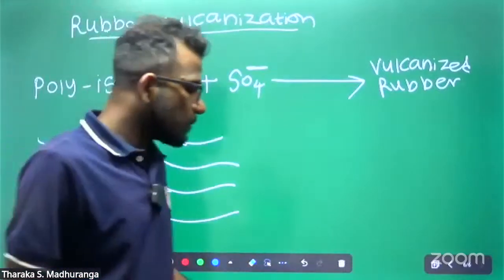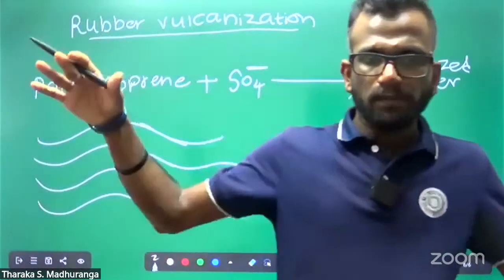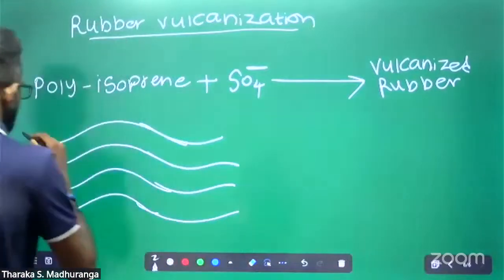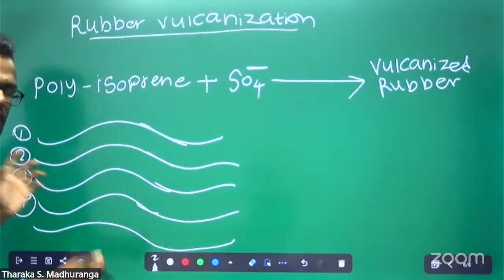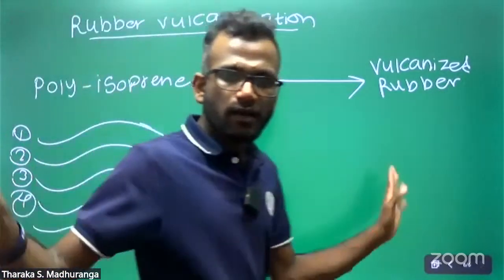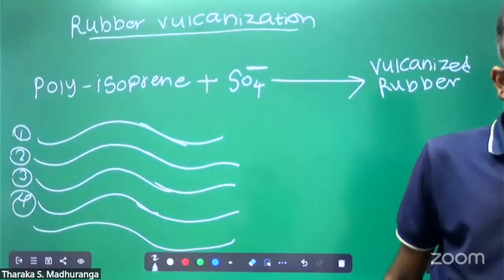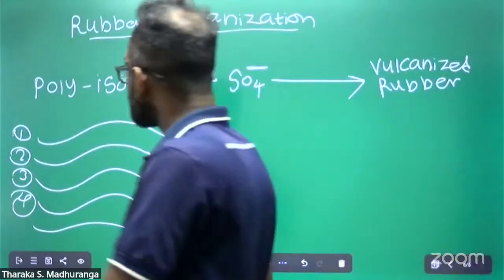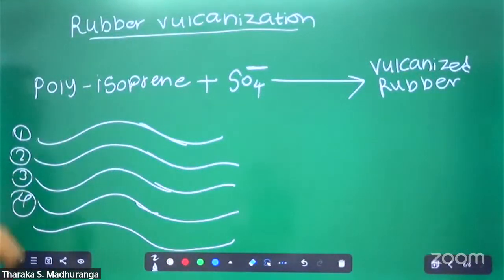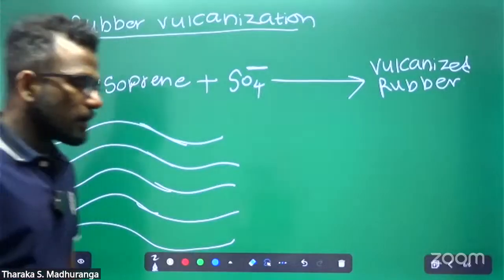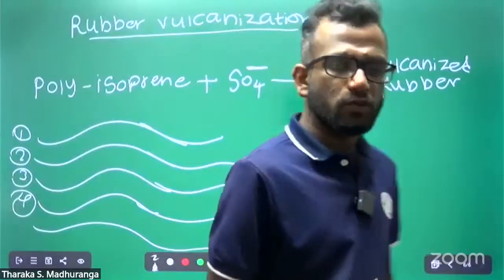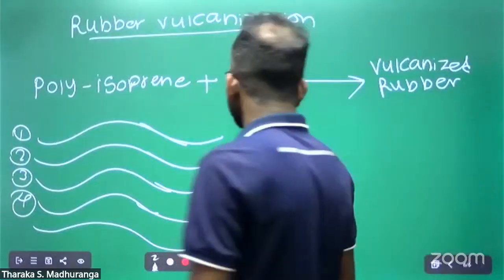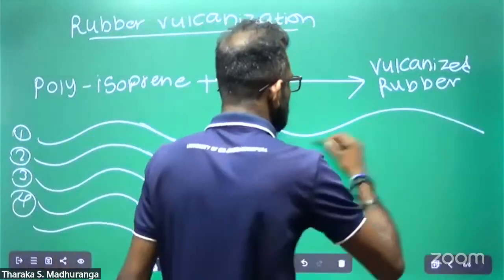That's why they have a very simple structure, only linear. That's a 1, that's a 2, that's a 3, that's a 4, that's 5. Like lines, like chains. This is a polyisoprene. Then in vulcanization, it reacts with sulfur, and it converts into this.